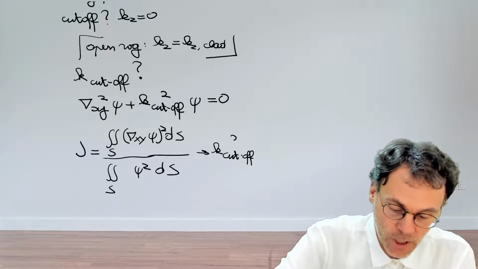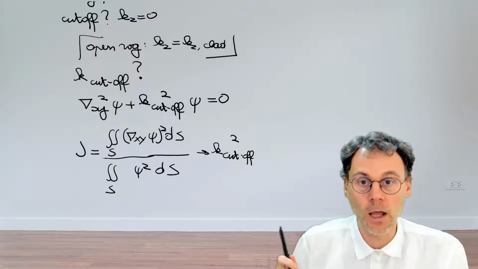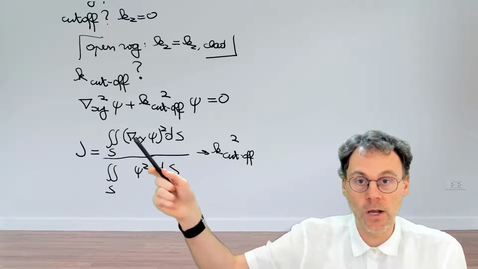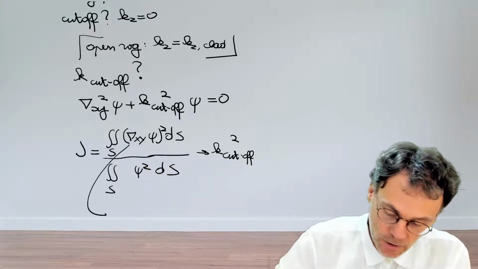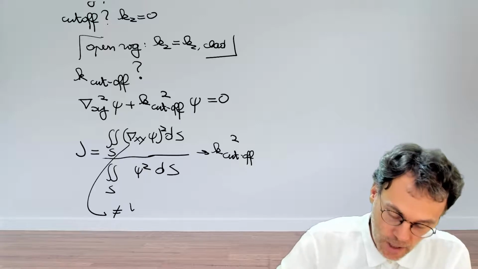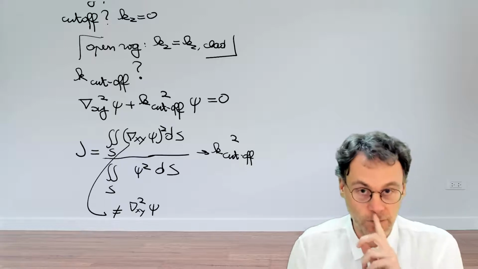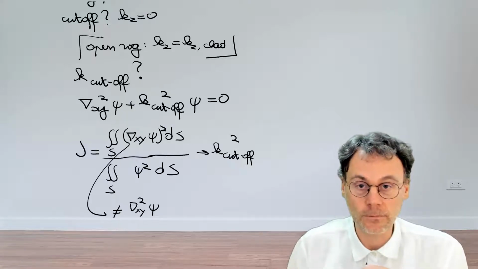So at the minimum, j becomes k cutoff squared. Of course, very important here is to not misinterpret this term here. This is the gradient squared. This thing is not the same as the Laplacian. There the squared is in a slightly different place. So don't confuse these two quantities.